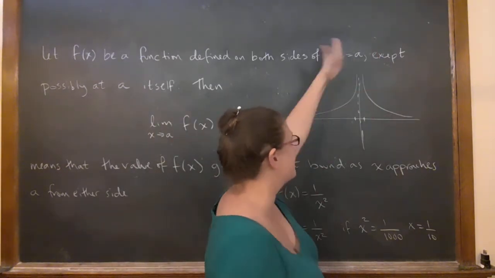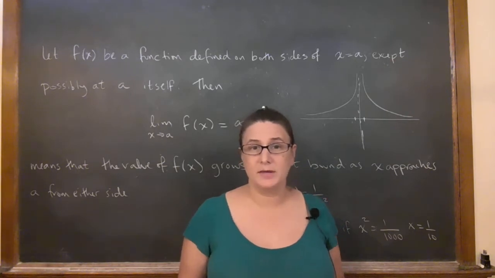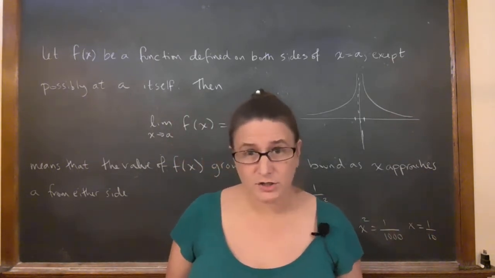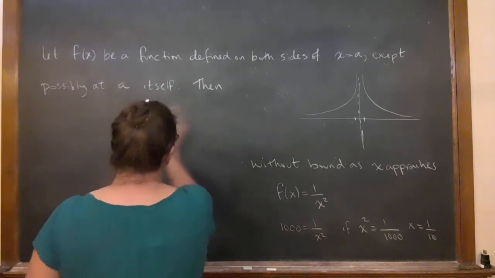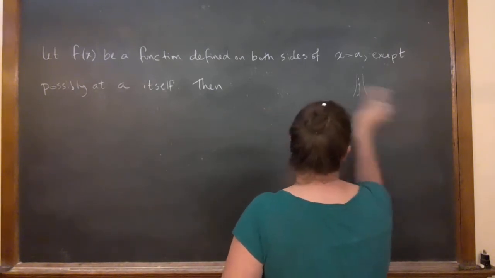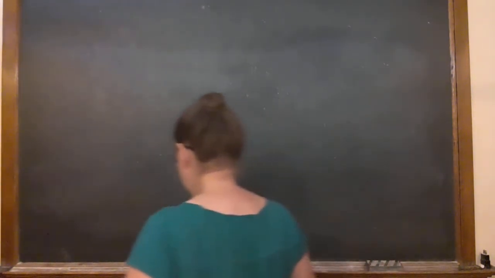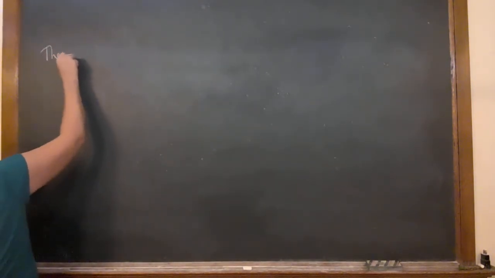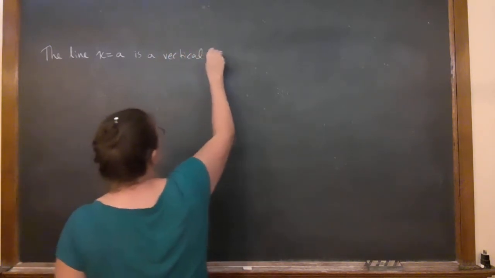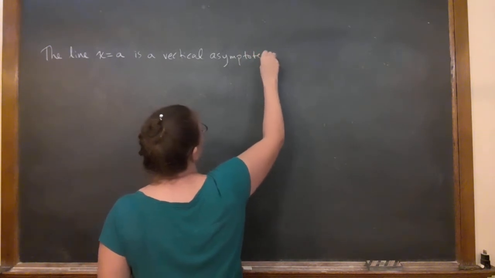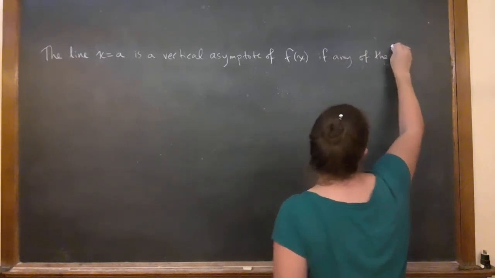behavior, that it's growing without bound, is, as you guys know, what defines an asymptote, right? We think about an asymptote being a point where, say, there's a 0 in the denominator of the function, and that makes it blow up, right? That makes the numbers get very, very large. So if we want to properly define what a vertical asymptote actually is, it's going to be that line where that kind of behavior happens. So the line x equals a is a vertical asymptote of f of x if any of the following hold.